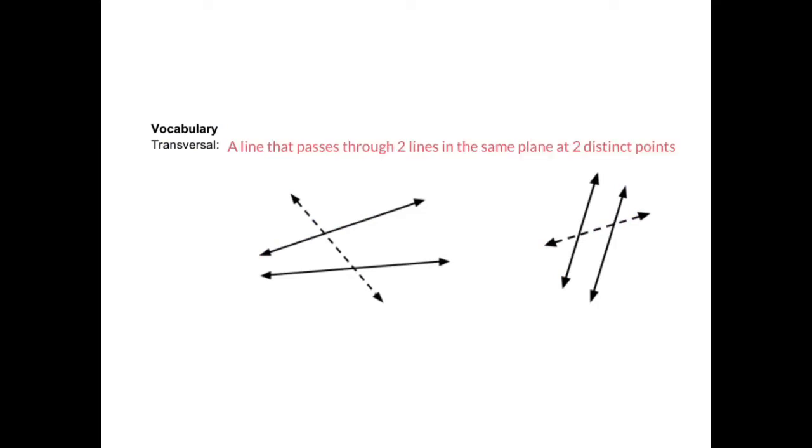A transversal is a line that passes through two lines in the same plane at two distinct points. So we're not talking about skew lines here, and by the definition of transversal, they're not specific to parallel lines like these two over here. It's just two distinct lines. There's a line going through both of them. This dashed line here would be the transversal. Same thing over here. This is the dashed line crossing through these two lines that are on the same plane.